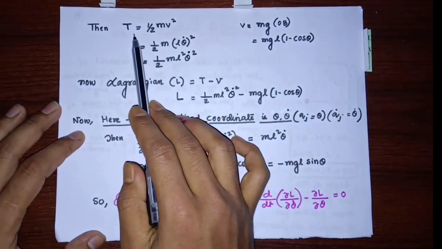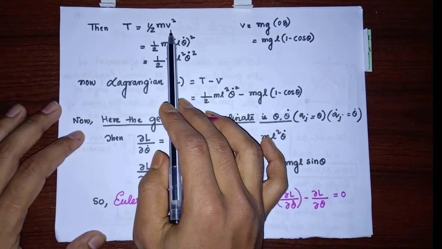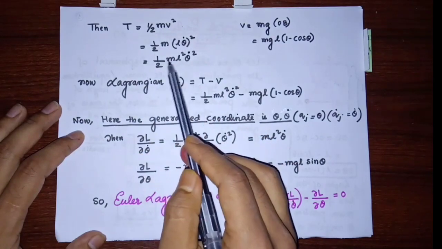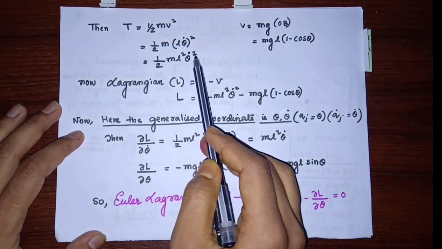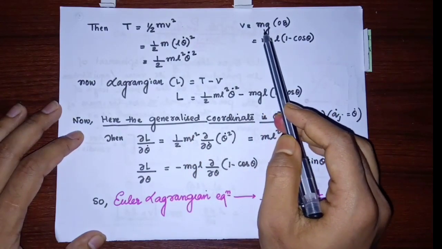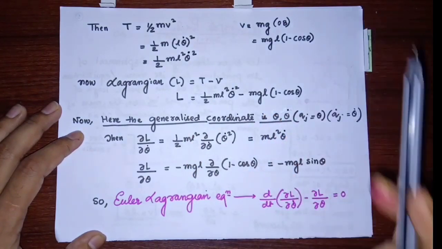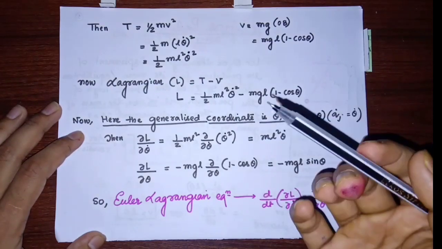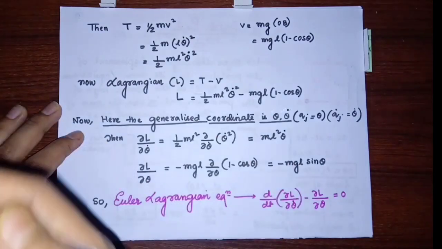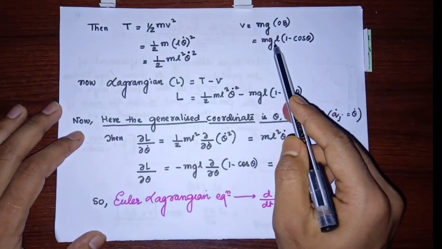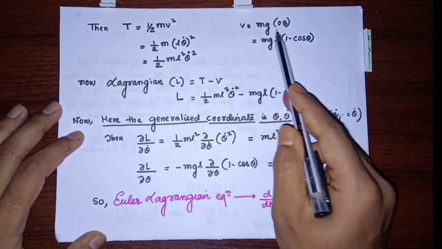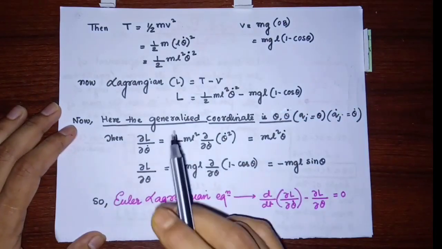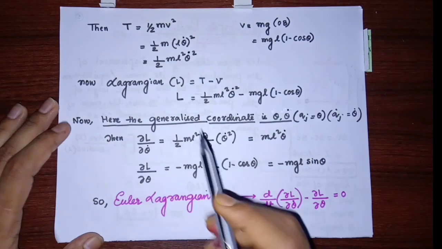Then we know that kinetic energy is given by half m v squared, and v was L theta dot. So it is half m L theta dot whole squared, that is half m L squared theta dot squared. And the potential energy V is mg into h. What is h? h is the height from the ground, or the mean position, to which the body has reached. So here it was OB, which I showed you on the previous page: mg into OB, and OB was L into 1 minus cos theta. You can pause or rewind the video and see it.